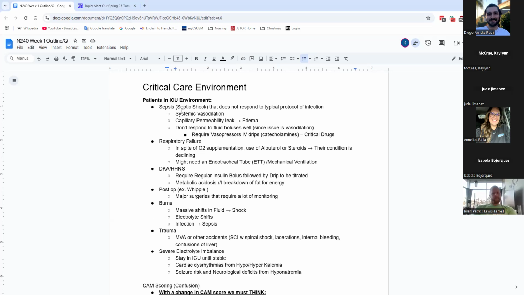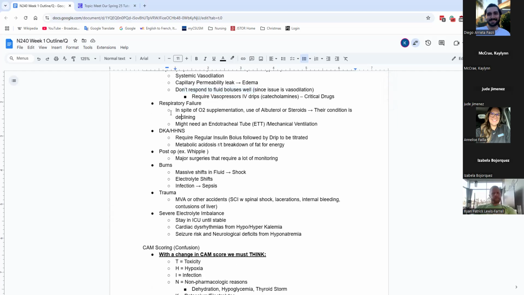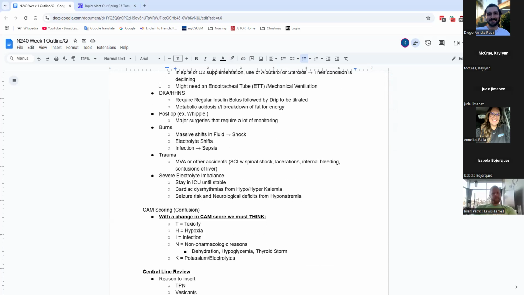So septic shock, there's systemic vasodilation, you have edema, patients potentially don't react well to the fluid boluses, so they might be on IV drips, vasopressors. And other kinds of patients: respiratory failure, ARDS, people that need mechanical ventilation, people with DKA, HHNS that are going to need insulin drips. They're going to need to have their metabolic acidosis managed if DKA. All of that stuff.